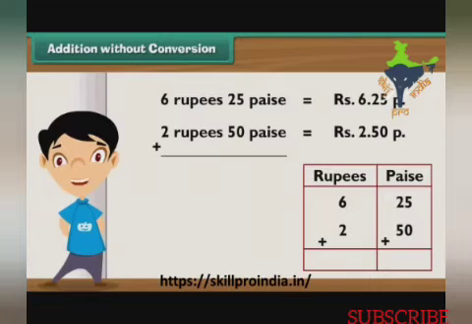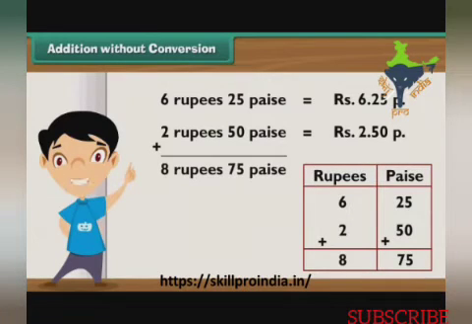Step 1. Add the numbers in the paise column. 25 plus 50 is equal to 75. Write 75 in the paise column. Step 2. Add the numbers in the rupees column. 6 plus 2 is equal to 8. Write 8 in the rupees column. The result of the addition is 8 rupees 75 paise.